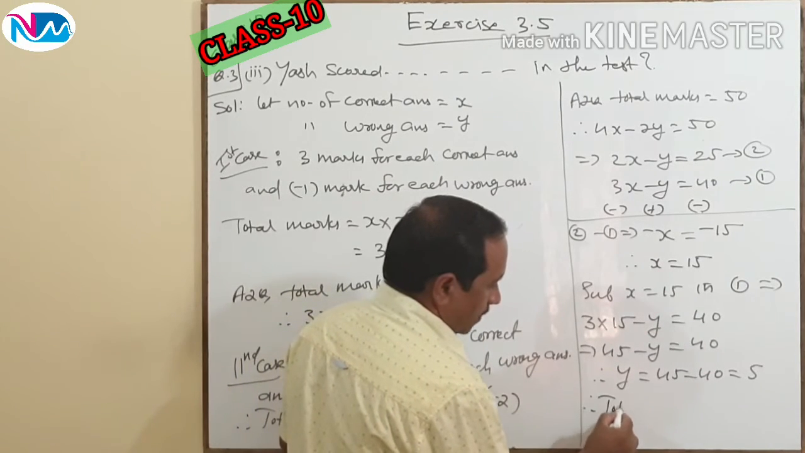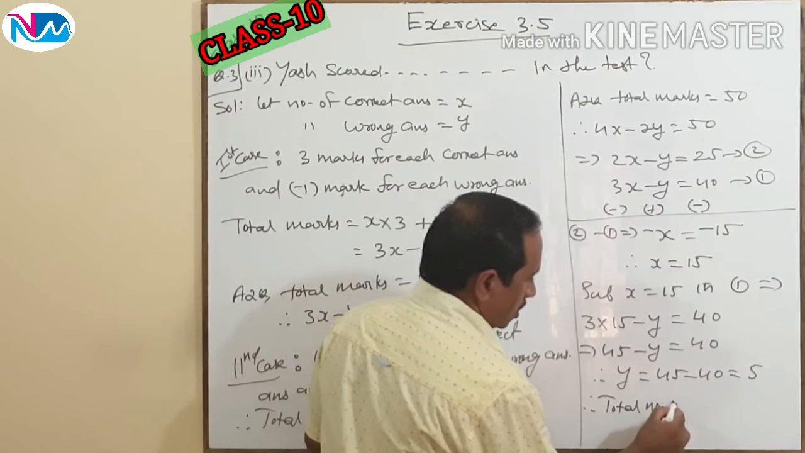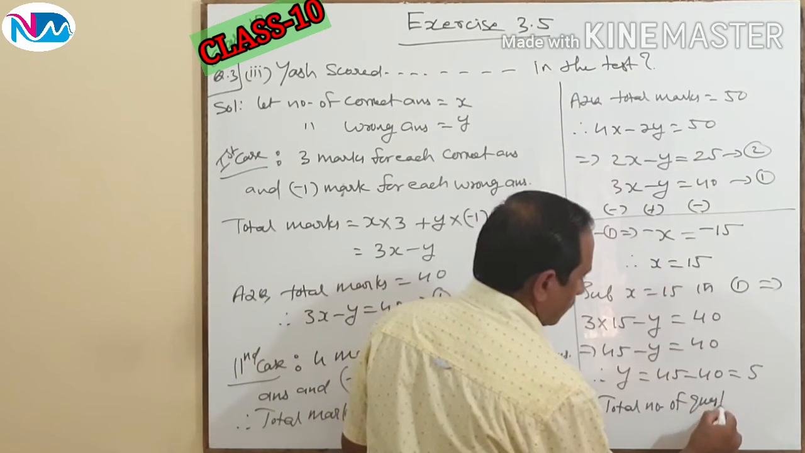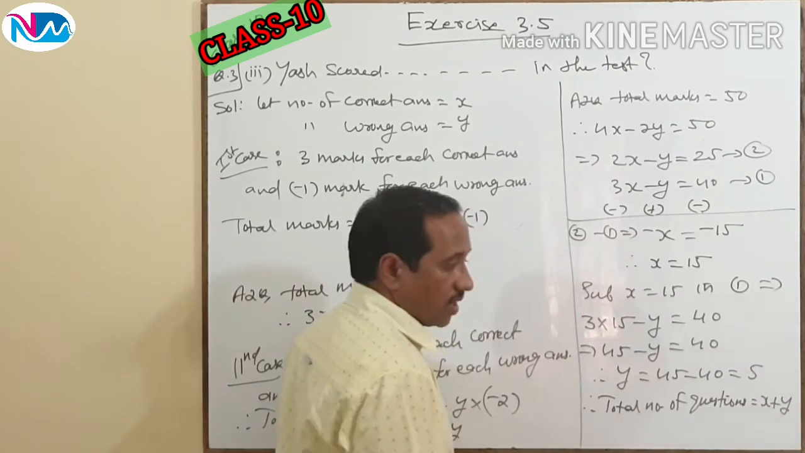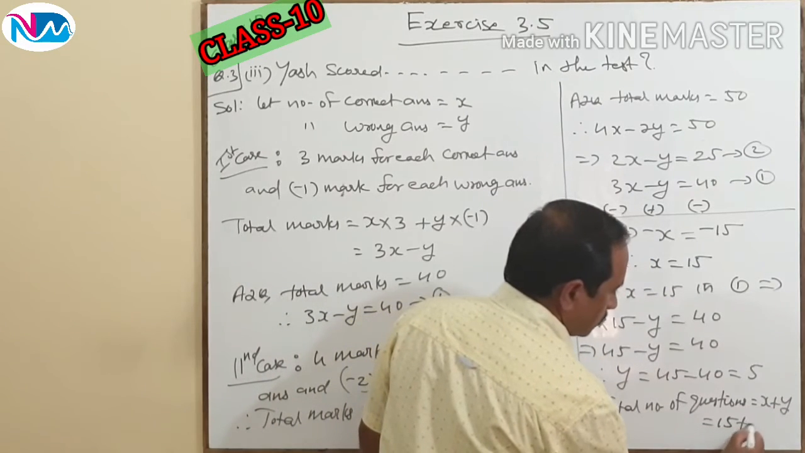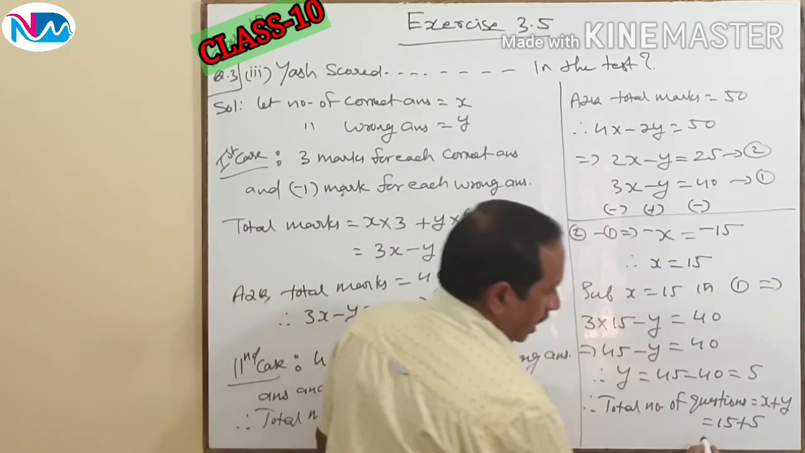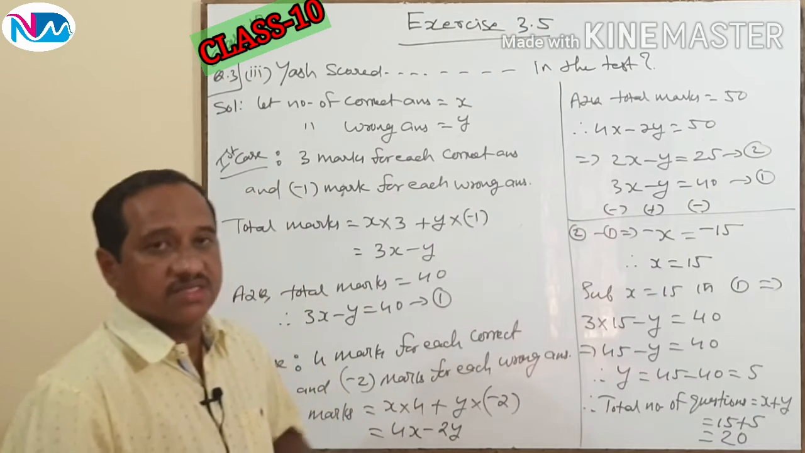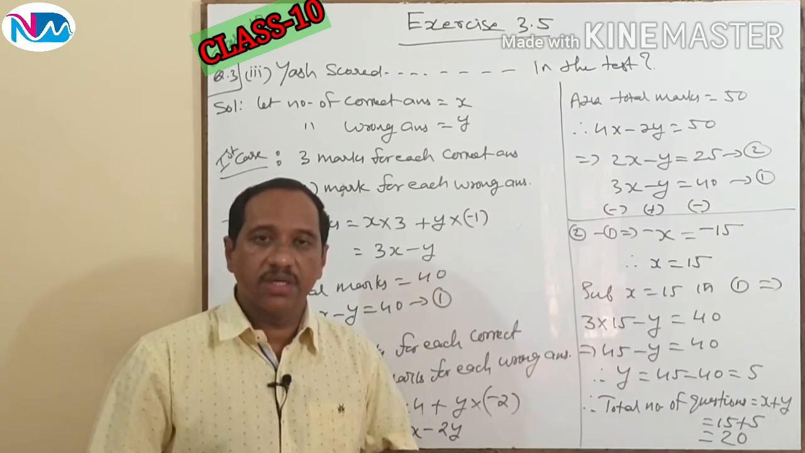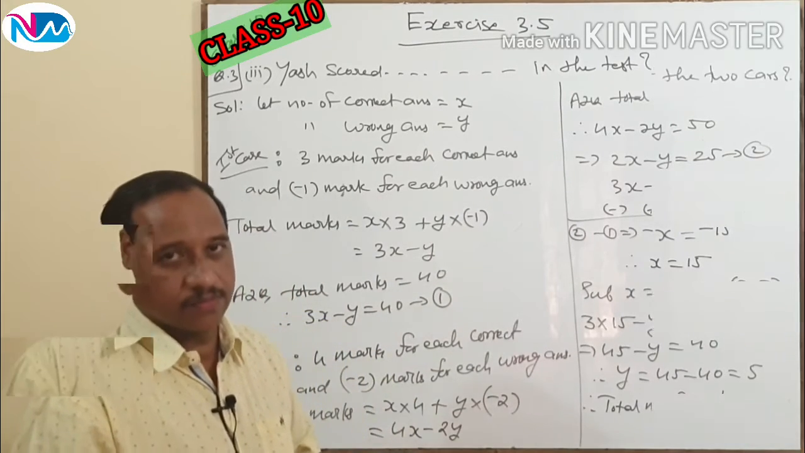Therefore, the total number of questions is equal to x plus y, which is equal to 15 plus 5, and it is equal to 20. So, in this test, there were 20 questions in all.